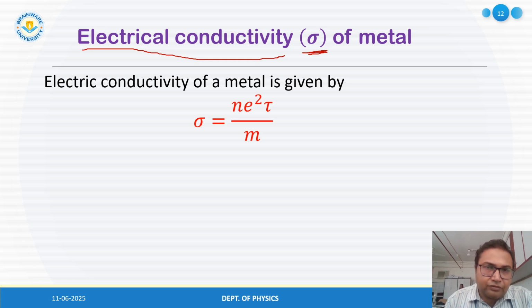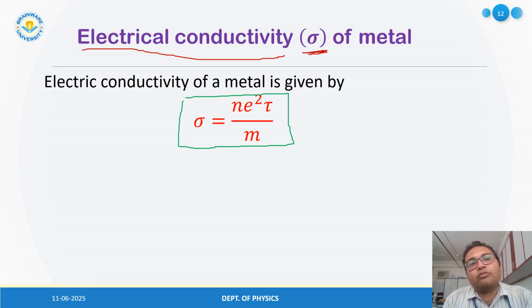The expression of electrical conductivity is sigma equals n e square tau over m. So we should remember this expression. Sigma equals n e square tau over m. Now all the symbols we are already familiar with.